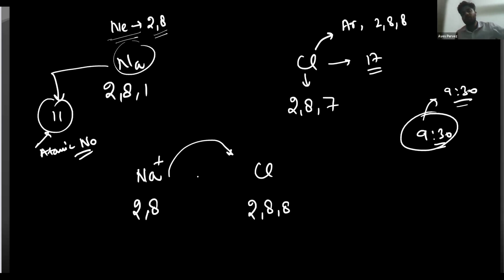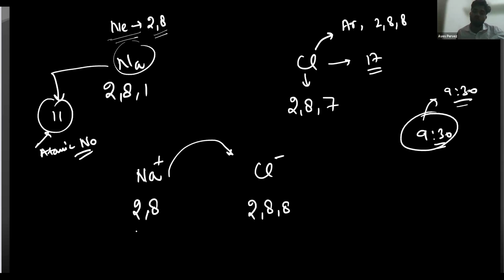Okay, so coming to the point, that one is Na+ and Cl-. This is 2,8 and this is 2,8,8. So sodium is going to have +1 and chlorine is going to have -1, with 2,8,8 electrons. Now both are stable.